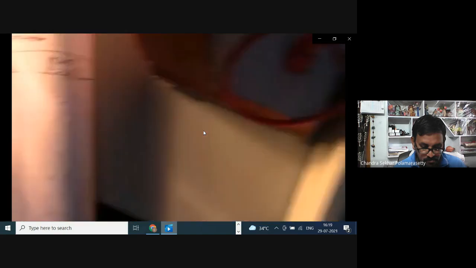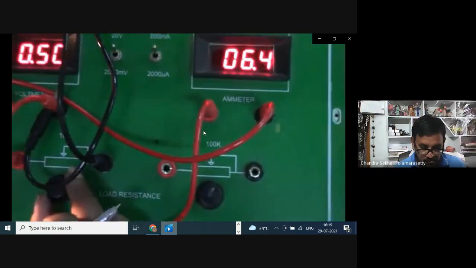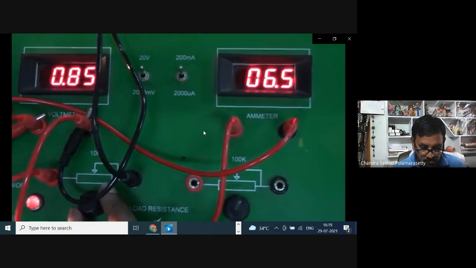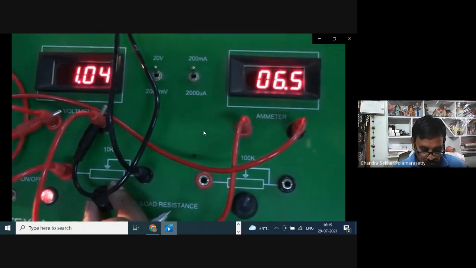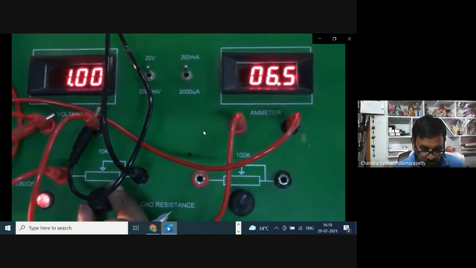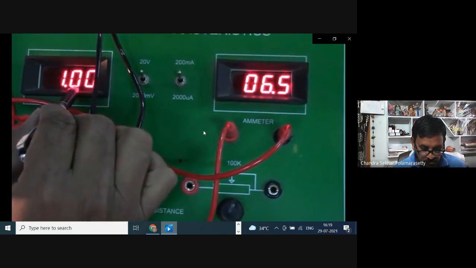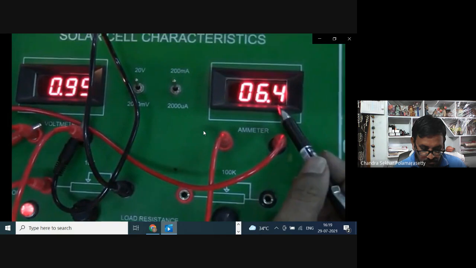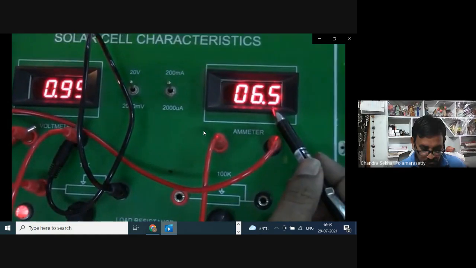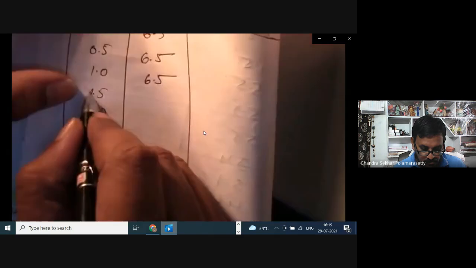At this particular voltage, what is the current? Note down. At this 3.08 volts, what is the current? 0.3 milliamperes. So note down the same. Yes, students, you can see, even though you are offered 10 kilo ohm resistance to the circuit, a large amount of resistance to the circuit, the current does not fall to zero.